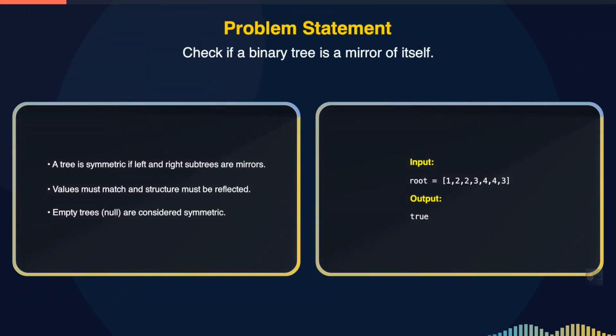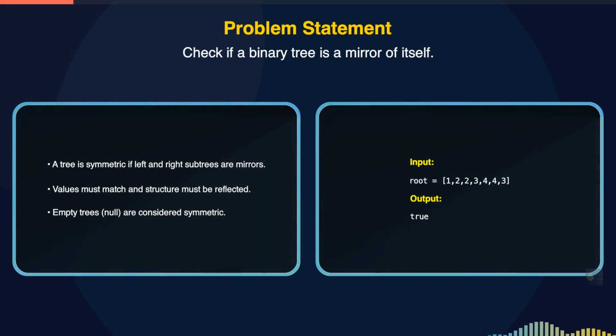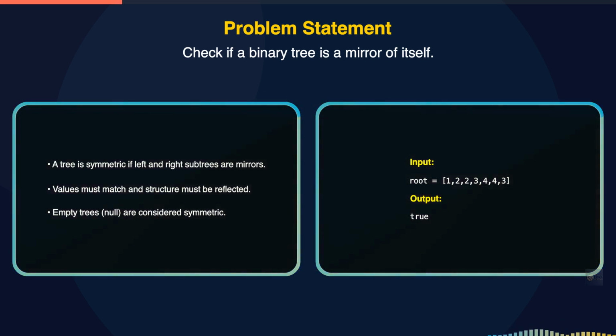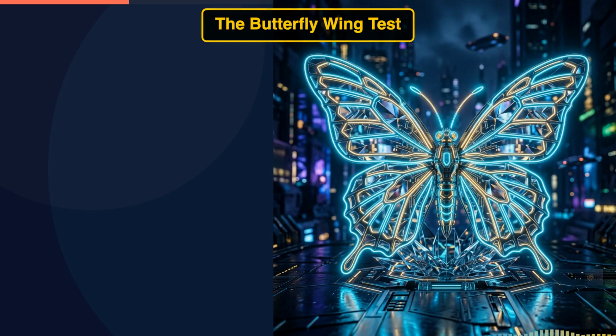Let us look at the problem statement. You are given the root of a binary tree, and your task is to determine if it is a mirror of itself, symmetric around its center. A tree is symmetric if its left and right subtrees are reflected images. This means empty trees are symmetric, and for others, we must verify that the values in structures follow a specific mirrored pattern. Think of this like the butterfly wing test.